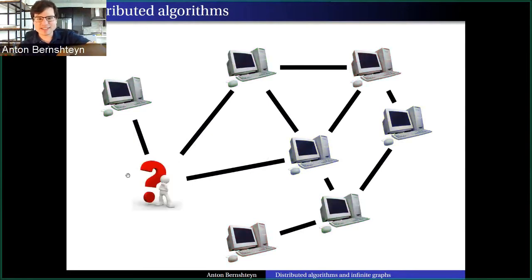Every vertex has to decide for itself what color it is going to have. And these decisions have to be consistent with each other. So adjacent vertices have to choose different colors for themselves. But each vertex has to make a decision on its own.